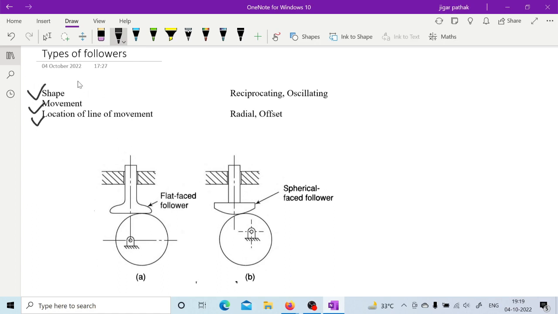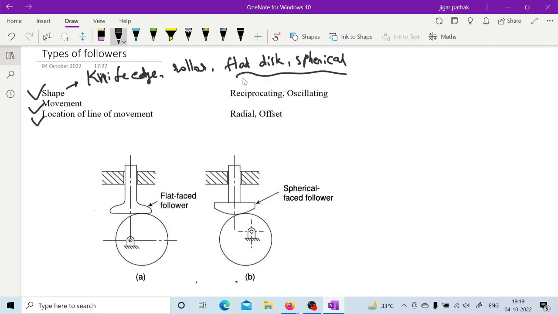So based on shape, you can have followers such as the knife edge follower, roller follower, flat disc, and spherical, as mentioned here in the figure. The flat disc and spherical are also known as the mushroom type follower. So this is how you can have the knife edge and roller follower. We've already seen how it is. So this is how you can have types of followers.